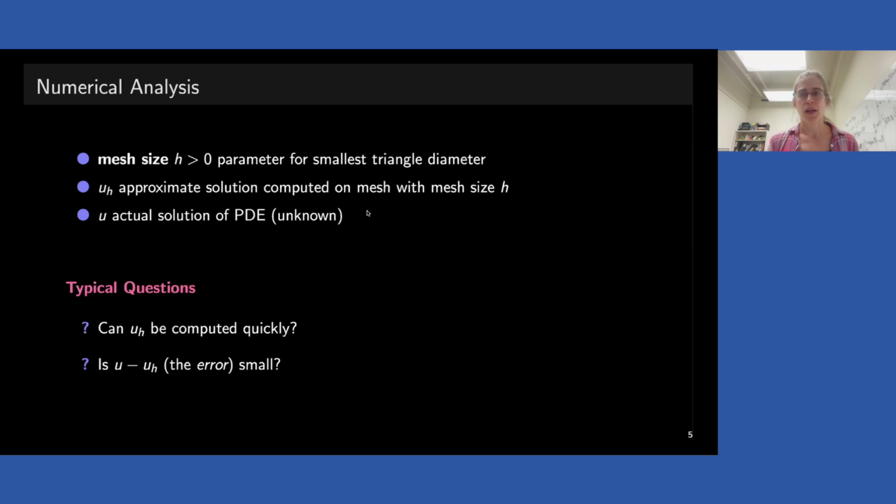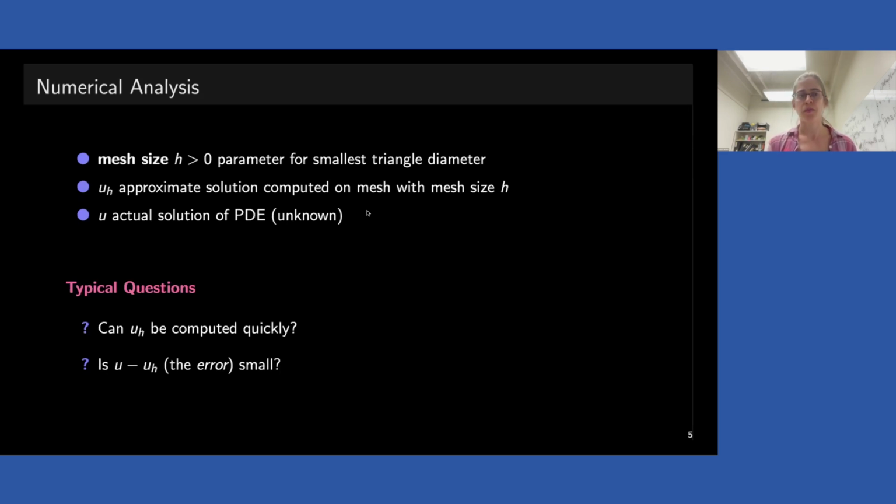We don't know that. And then some typical questions that we may have are, can we compute UH efficiently? Can our algorithm in the computer be solved within a reasonable amount of time, so we don't need to wait for years for it to give us a solution? And also, in particular, this is important if h gets very small and the vectors I talked about before get larger and larger. And then the second very important question is, is UH somehow close to the actual solution?